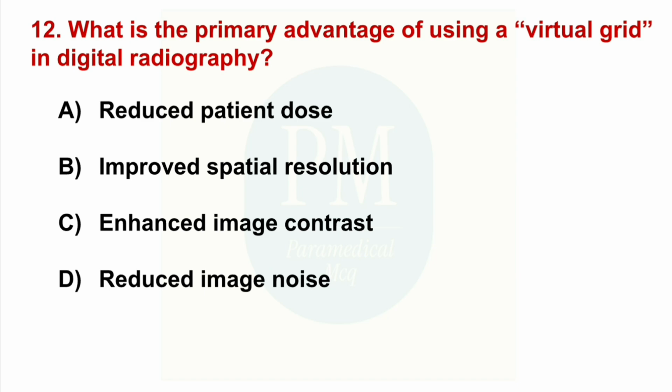What is the primary advantage of using a virtual grid in digital radiography? Option A, reduced patient dose. Option B, improved spatial resolution. Option C, enhanced image contrast. Option D, reduced image noise. The correct option is option A, reduced patient dose.